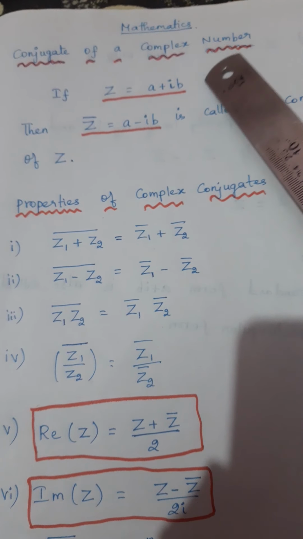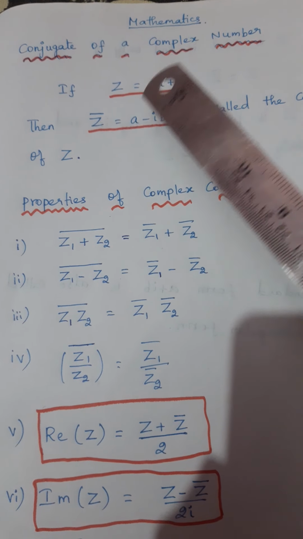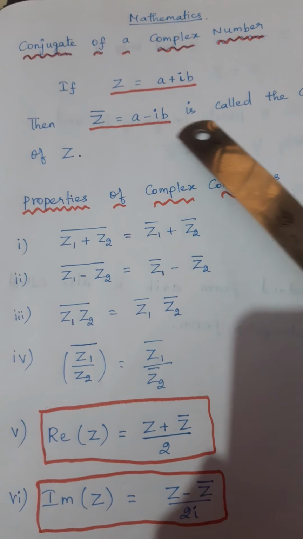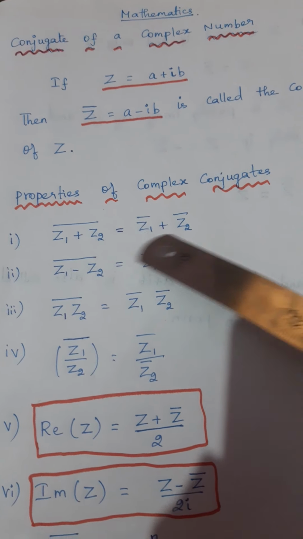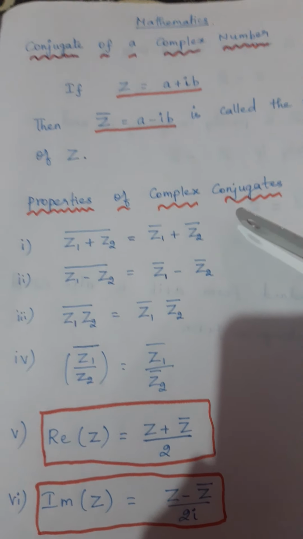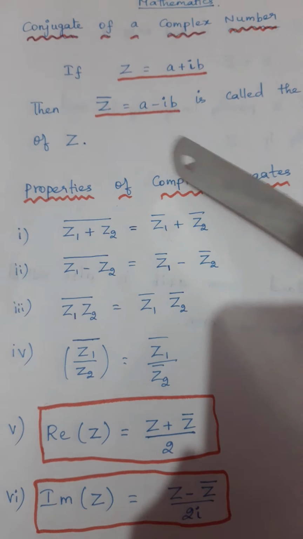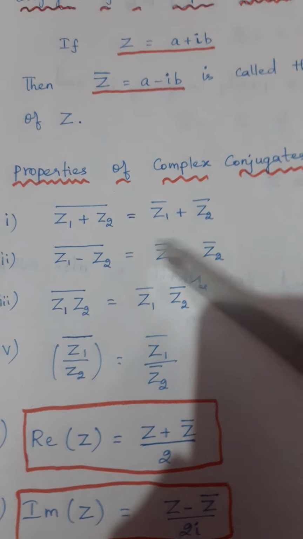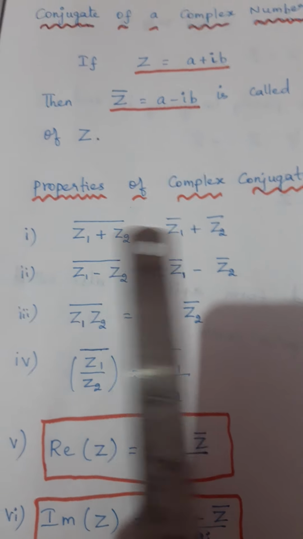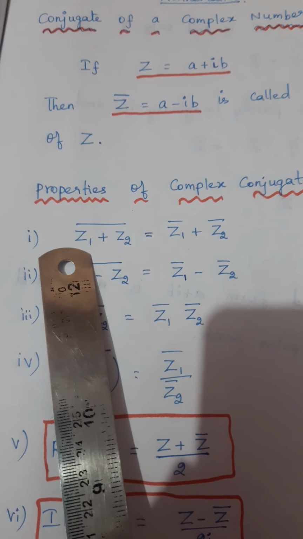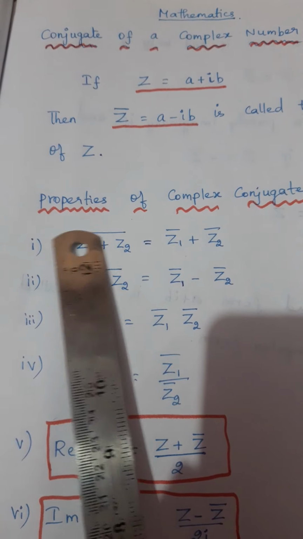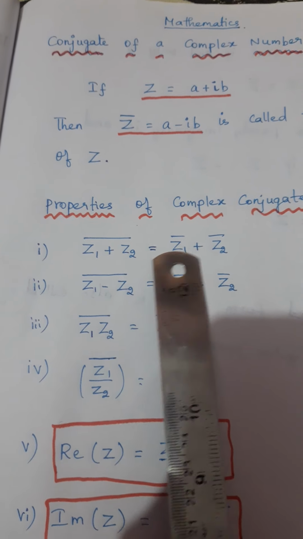We are able to understand that if z is a plus ib, the conjugate is written as z bar, and the answer is a minus ib. Okay, we will see a few properties of complex conjugates. You see this, z1 plus z2 the whole bar. How am I reading this? Z1 plus z2 the whole bar. Whole bar means total conjugate. It can be split like this.